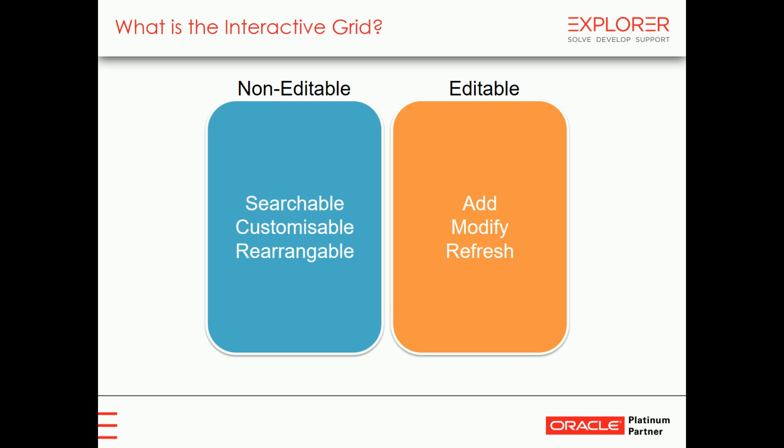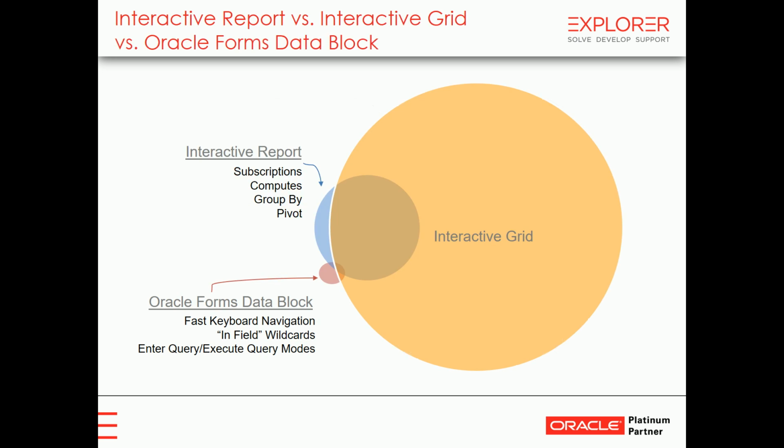On the editable side, every interactive grid which is set as editable, you'll be able to add records to the bottom of the interactive grid. You can modify any records, so we're talking in terms of updates there, or we can do some refreshing, resetting of the data. We can even revert some rows back to their previous state, or we can refresh them from the database as well. So that gives you an overview of what the abilities of the interactive grid are capable of.